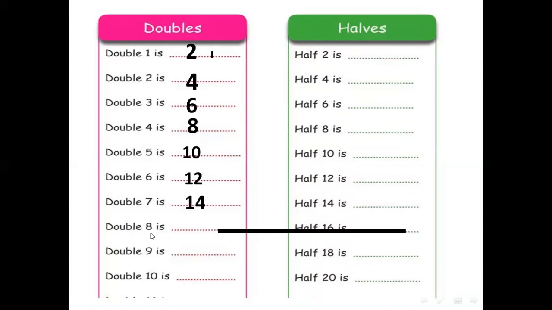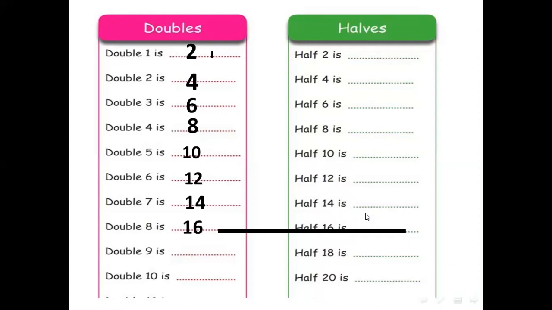Okay, what is double of 8? Double of 8 is? You can do it as plus. 8 plus 8. Count after 8. 16. Yes, 16. Double of 8 is 16. Thank you. Good job.